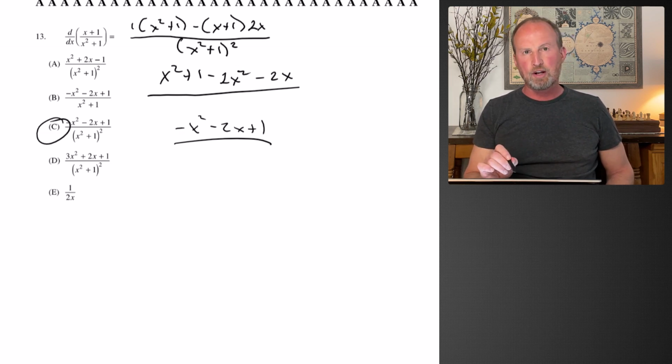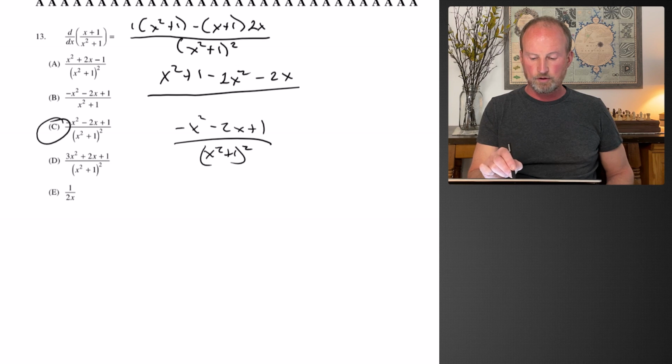And again, notice my notation, I'm getting lazy because it's multiple choice and I don't have to write it all, but technically this has x squared plus 1, squared, underneath it.